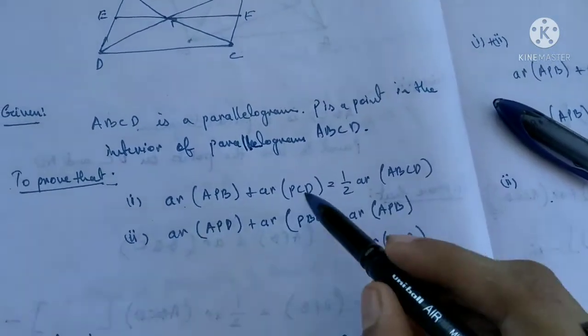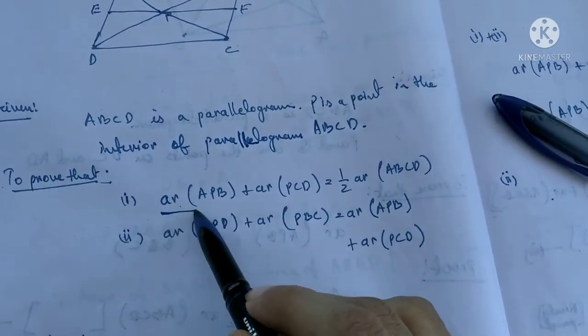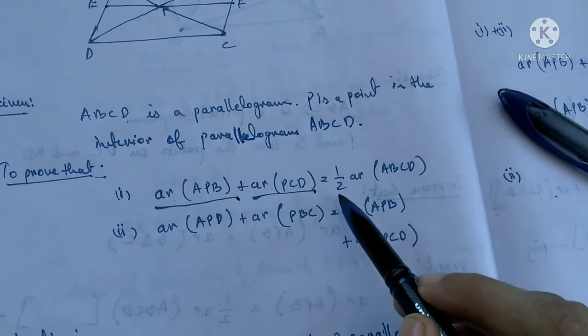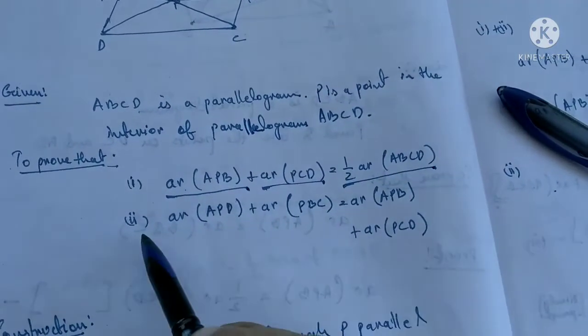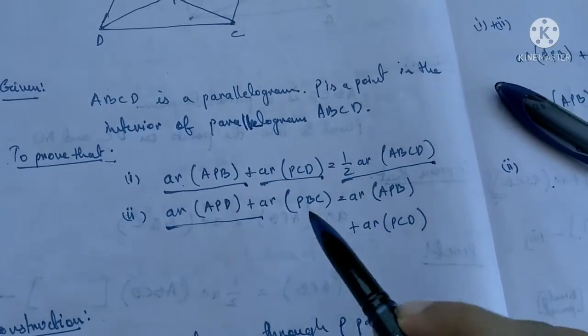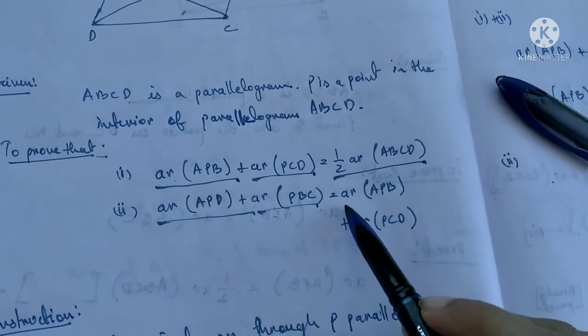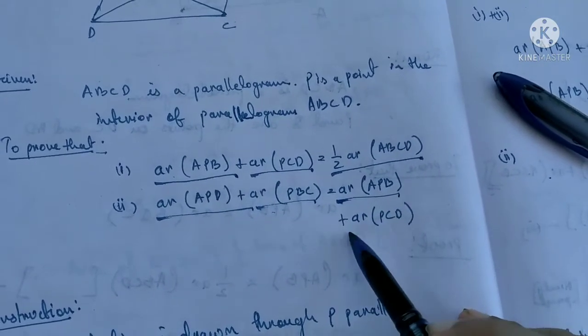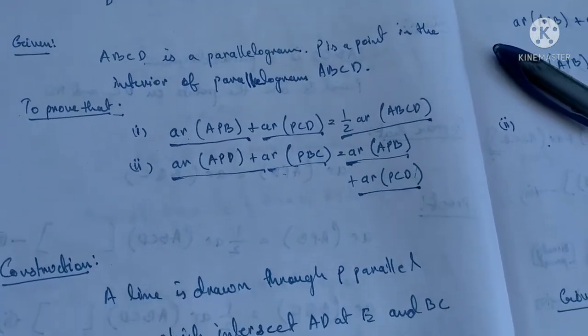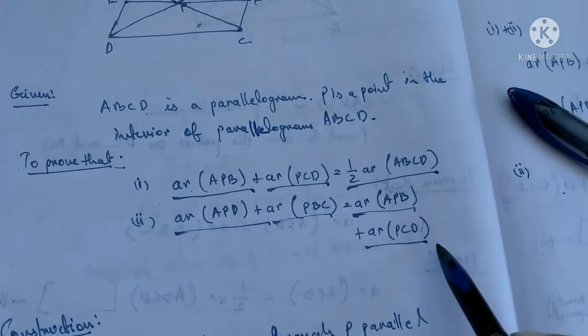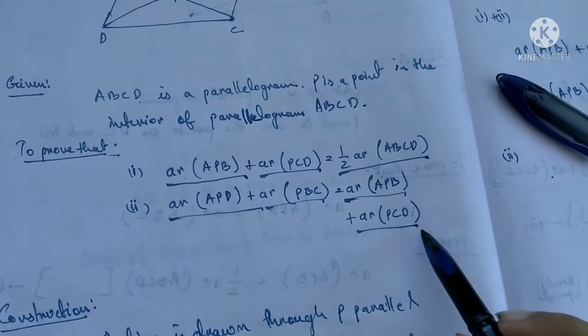To prove that, first I have to prove area of APB plus area of PCD is equal to half area ABCD, and next I have to prove area of APB plus area of PCB is equal to half area APB plus PCD. This one I will have to prove here.